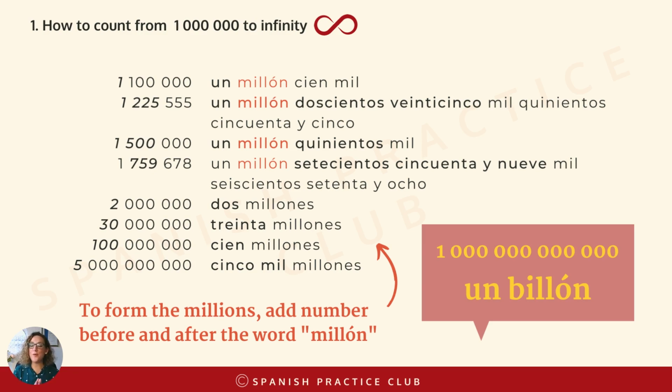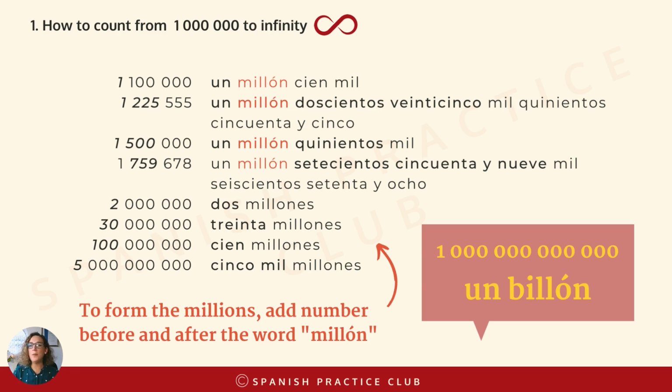How to count from 1 million to infinity. We've learned that the word 1 million in Spanish is un millón. So for example, to say 1,100,000, or to say 1,500,000. We just add the un before the word millón and then the number that comes after.